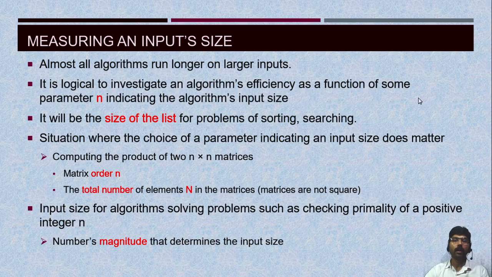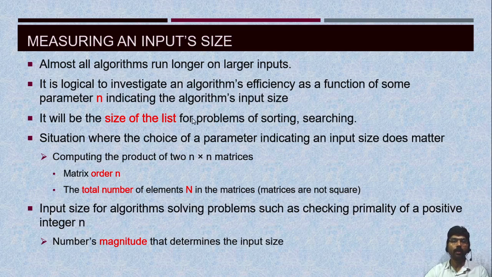For some algorithms, the input size is easily measured. For example, when you are using sorting, searching, as well as some other list operations, the size is called the number of items in the list. As the number of items increases, the algorithm's efficiency, the time taken, also increases.